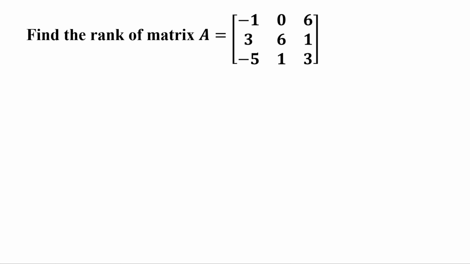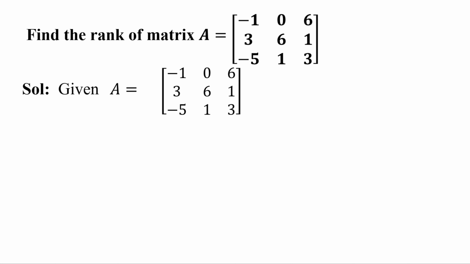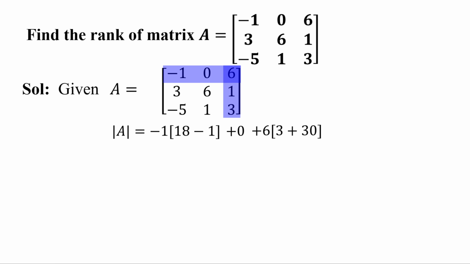Let's go through some more examples to find the rank of a matrix. Here matrix A is a non-zero square matrix of order 3. To find the determinant of matrix A, for the first element, leave the first row and the first column. We get 18 minus 1. Second element is 0. For the third element, leave the first row and the third column. You get 3 plus 30. And the total is 181, which is not equal to 0.